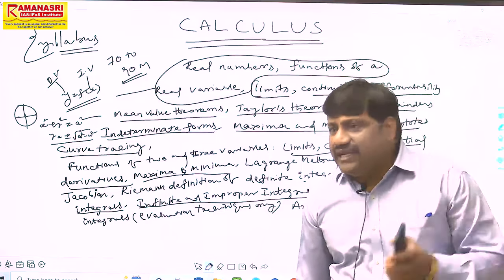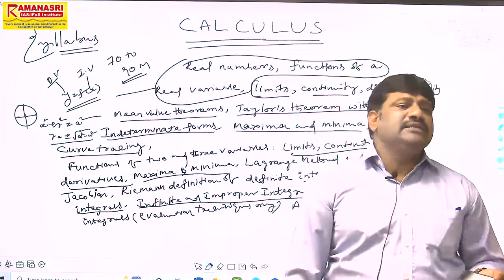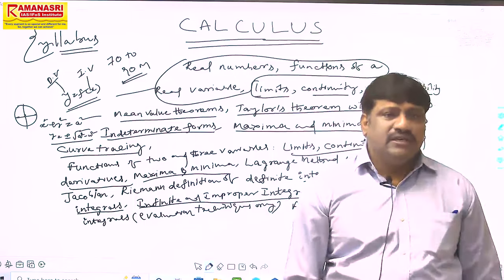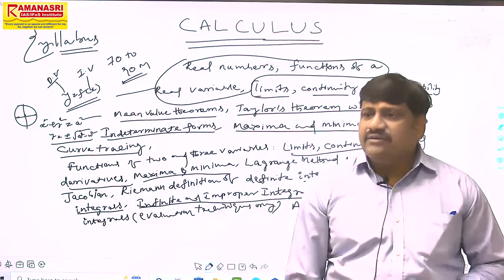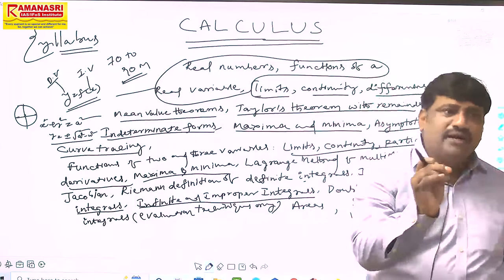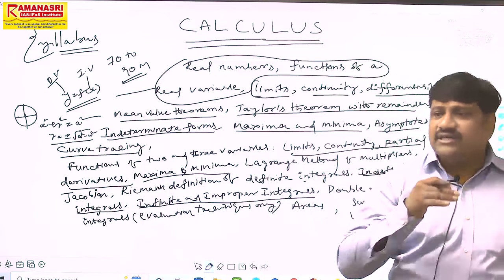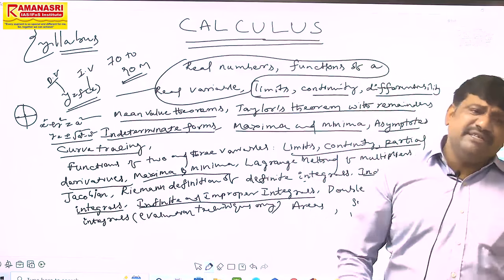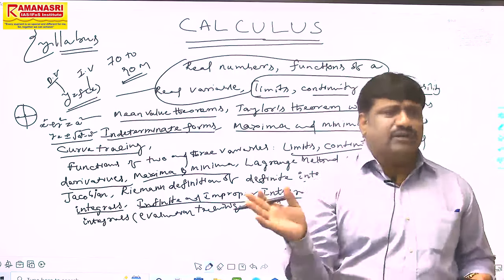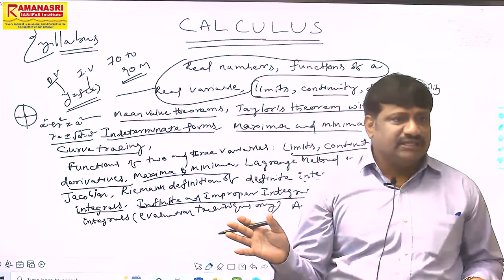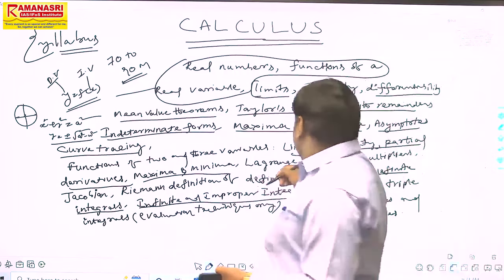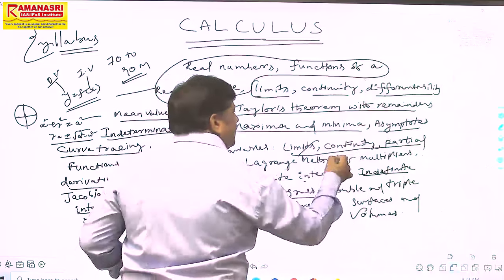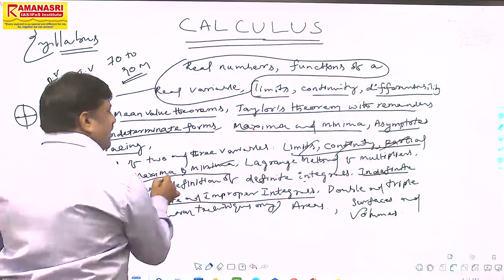From 1990 to 2009, you can see the syllabus said several variables, Riemann's integrals. But right now, only 2 and 3. That's it. They are not asking for 4 variables also. Majority, 95%, is 2 variables in the questions they are asking. Same thing: limits, continuity, partial derivatives, and maximum.